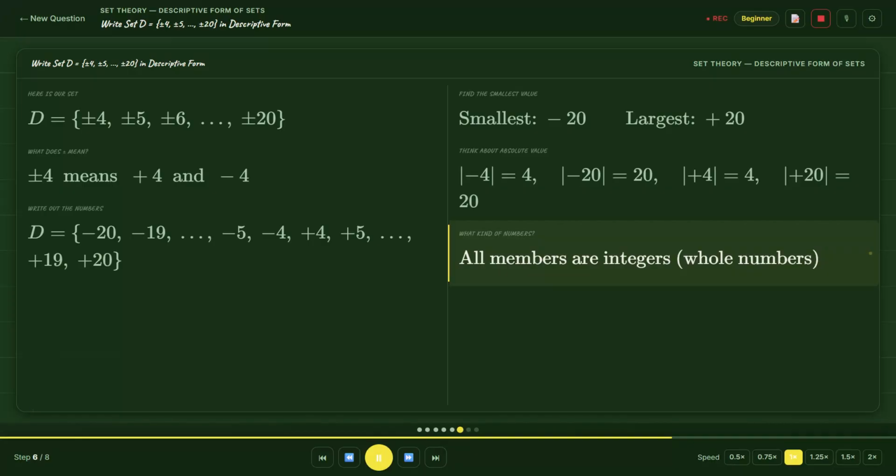Let's also notice that every single number in this set is a whole number. No fractions, no decimals. We call whole numbers like these integers. That includes both positive and negative whole numbers.